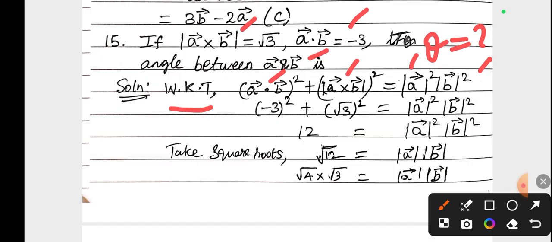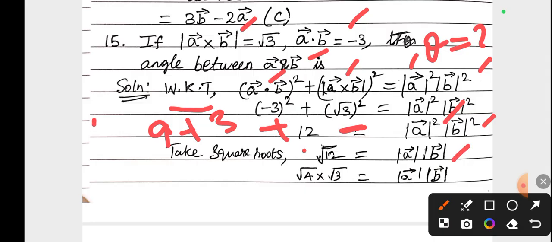So A dot B value they said minus 3, so that's squared. A cross B they have given, magnitude of A cross B is root 3, right? Root 3 square. Minus 3 square is 9. Root 3 square is 3. We got 12. If you do the square here, you have square here also. If you take square roots, you will get root 12 equals magnitude of A into magnitude of B.